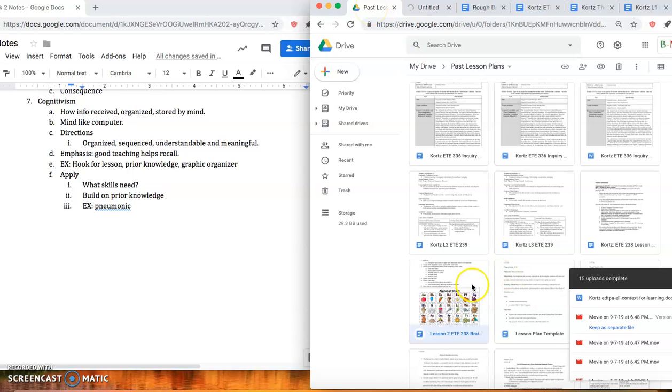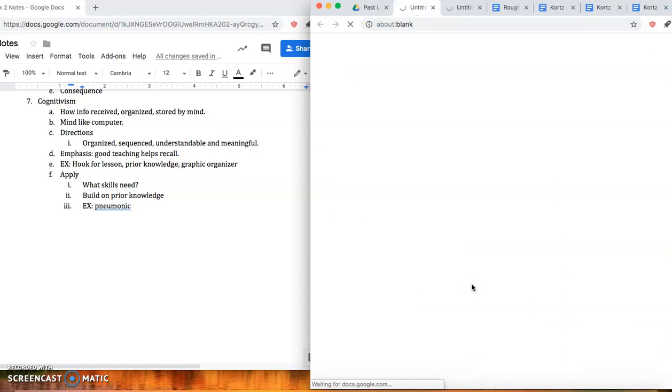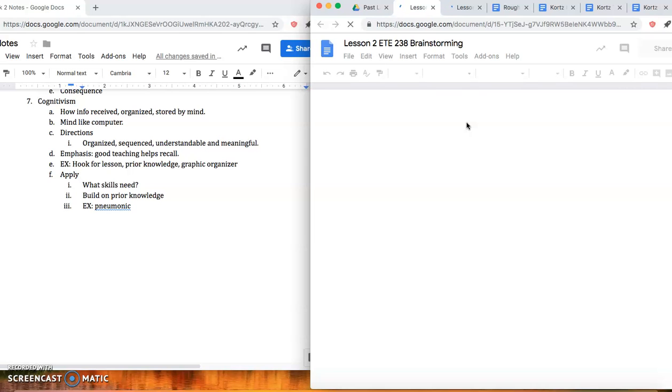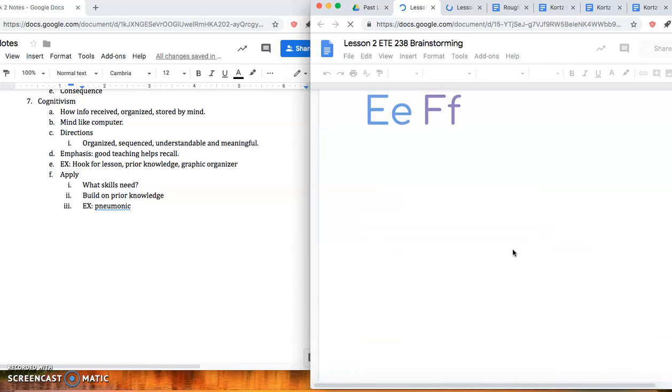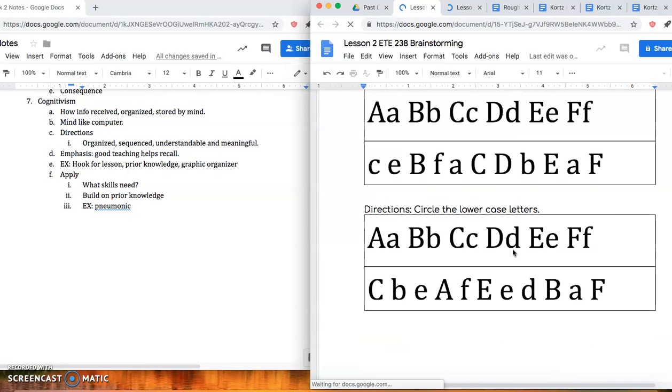One lesson that I created to have very specific directions was for ETE 238 because I was working with English language learners, and I believe that was at Glen Oak, but that was 2 semesters ago. For this lesson, I was targeting helping kindergartners. So what I did with, oh yes, it is this document.